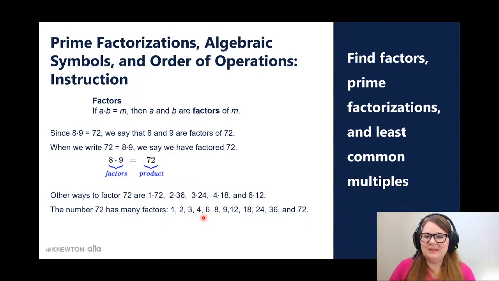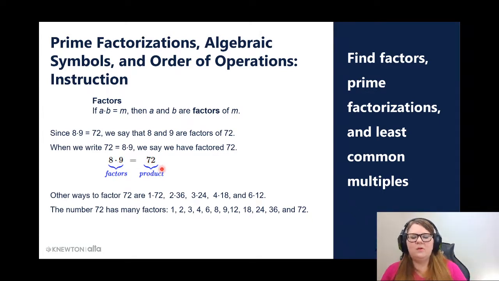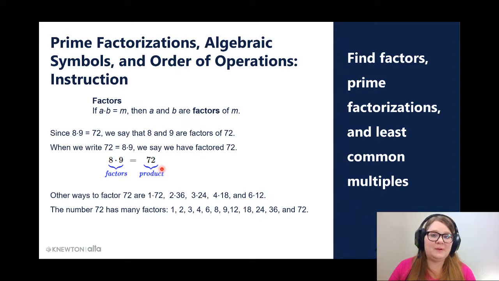All right? So, we can label that each independent piece of the product is a factor of our number over here. Now, you can also factor 72 in a lot of different ways. So you can do 1 times 72, 2 times 36, 3 times 24, 4 times 18, and 6 times 12. That means that we have every single one of these numbers in one of these products as a factor. So 1, 2, 3, 4, 6, 8, 9, 12, 18, 24, 36, and 72.